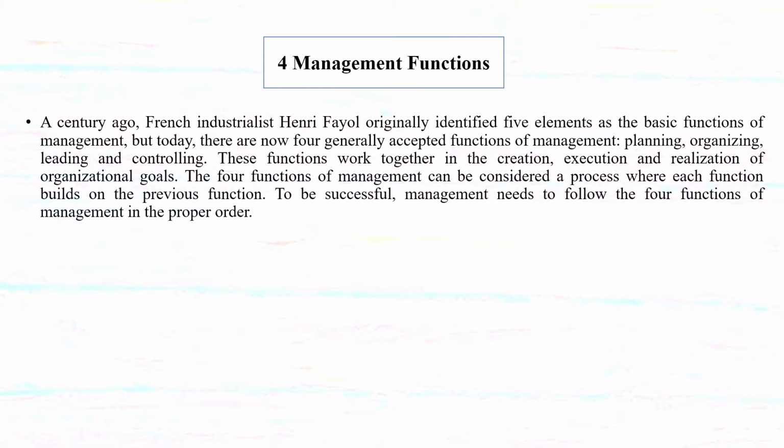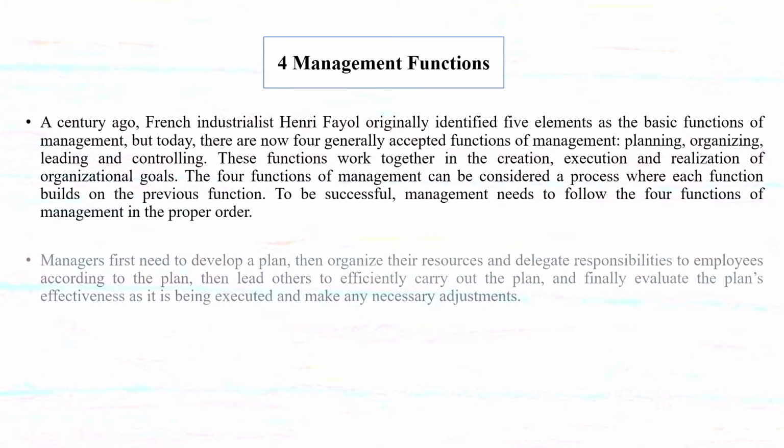A century ago, French industrialist Henri Fayol originally identified 5 elements as the basic functions of management. But today, there are 4 generally accepted functions of management, which are planning, organizing, leading and controlling. These functions work together in the creation, execution and realization of organizational goals. The 4 functions of management can be considered a process where each function builds on the previous function. To be successful, management needs to follow the 4 functions in the proper order.